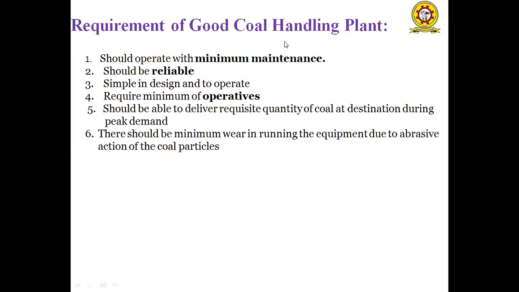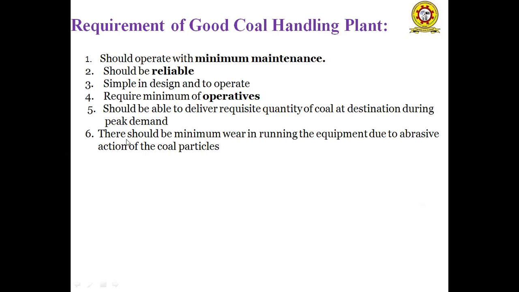Requirements of a good coal handling plant. The plant should be operated with minimum maintenance and should be reliable. The design should be very simple to operate. Some of the designs in the power plants are cooling towers, boilers, condensers, piping systems, control systems. So these are the various designing plans, and they require a minimum of operatives and should be able to deliver the required quantity of coal at the destination during the peak demand.